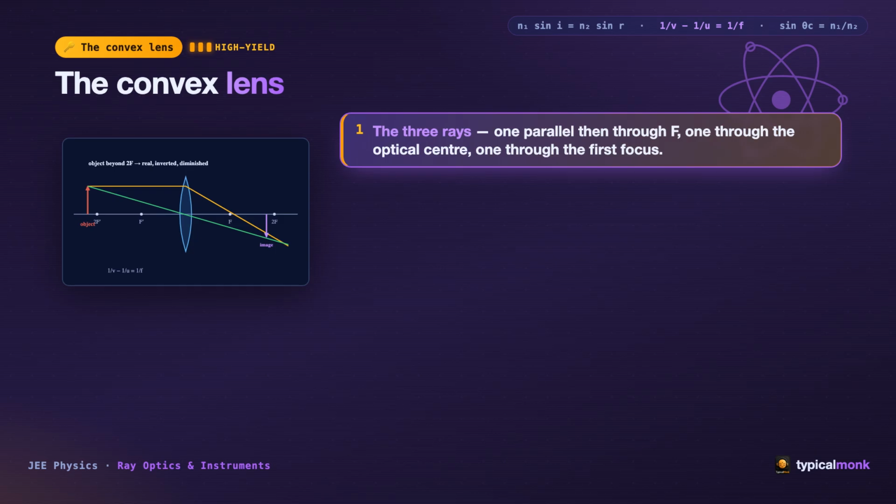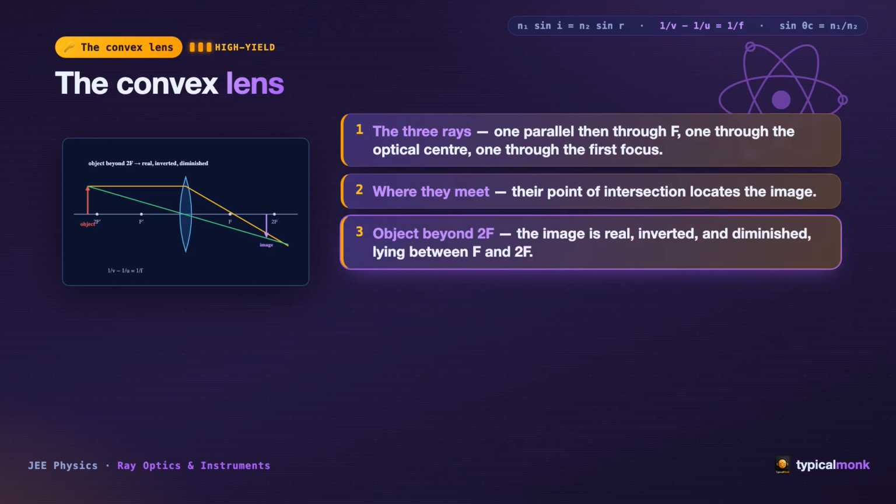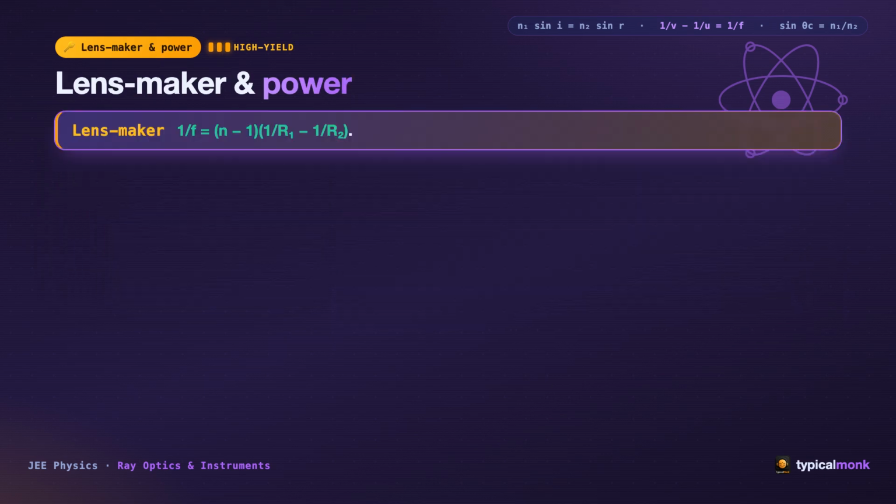Now look at the picture. Image formation by a convex lens. The 3 rays. One goes in parallel and then through the far focus F. One goes straight through the optical center, and one goes through the first focus and emerges parallel. Where they meet, their point of intersection locates the image. Object beyond 2F. The image is real, inverted, and diminished, lying between F and 2F. The lens formula, 1/v - 1/u = 1/f, with the magnification m equal to v/u.